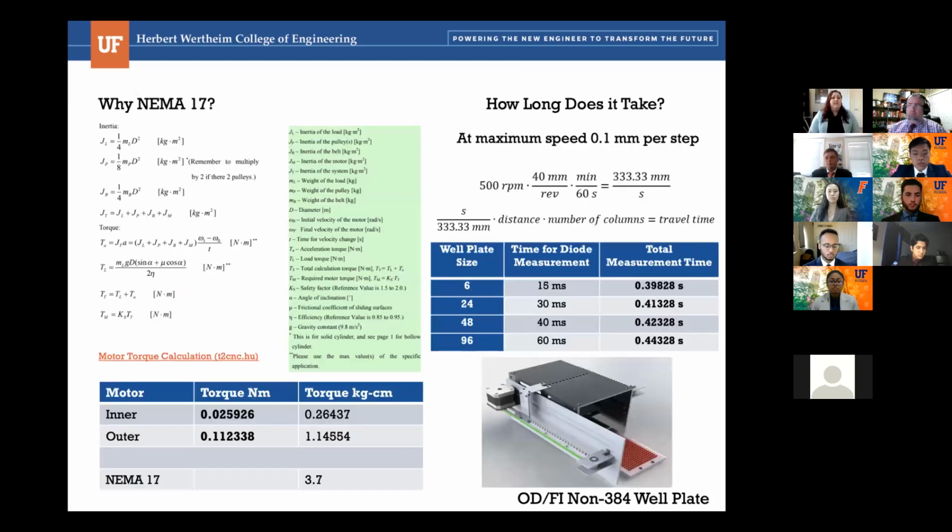Based on the number of columns in each well plate size, the measurement time was determined at the maximum speed, which in this case is 500 RPM because we're using the half step intervals. Torque measurements were also made to ensure the inner and outer system could be moved by a NEMA 17 motor.